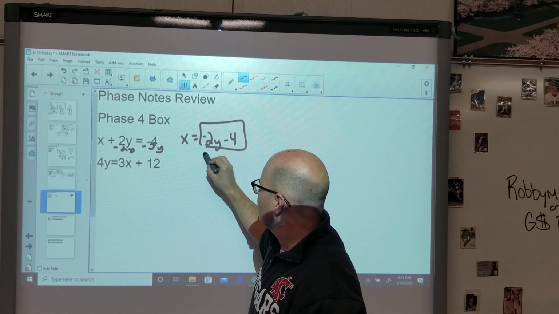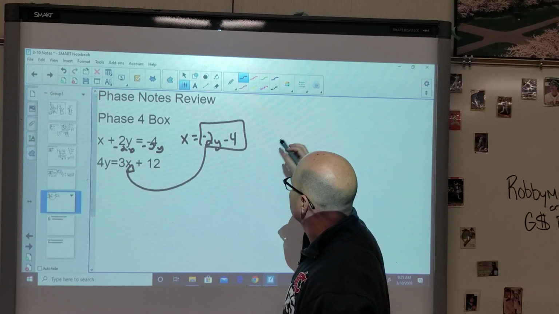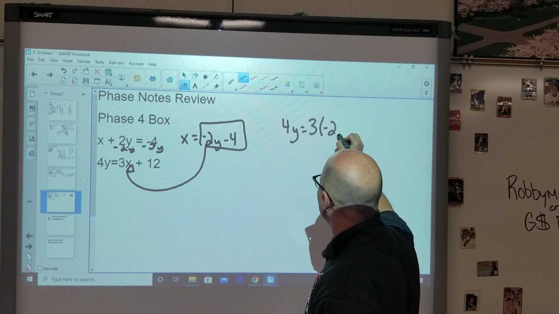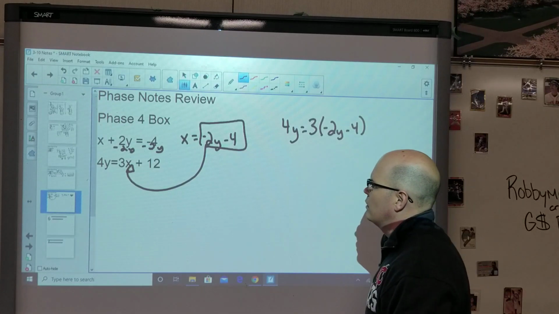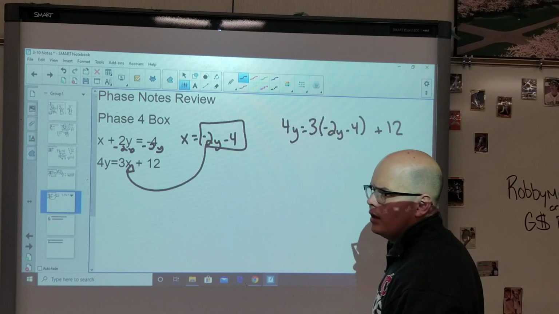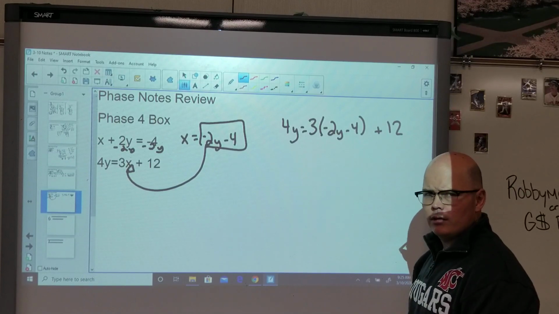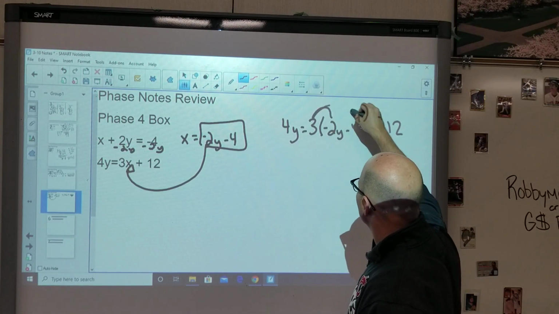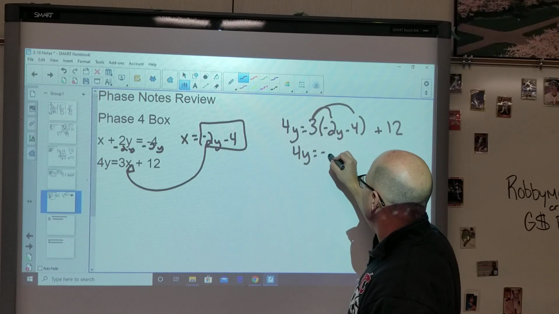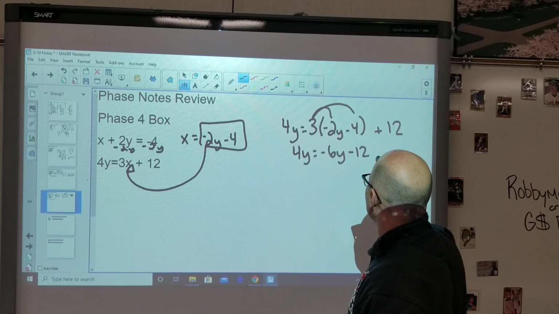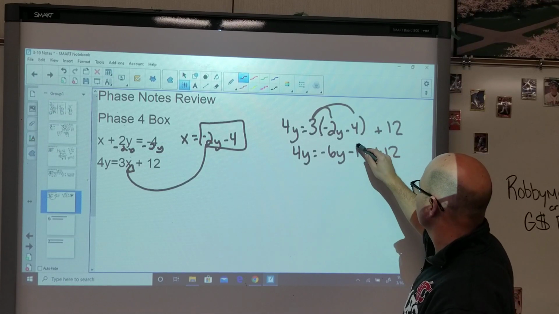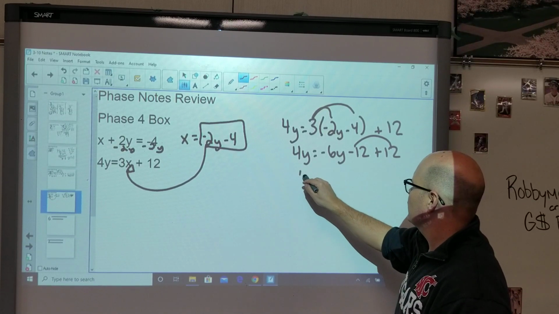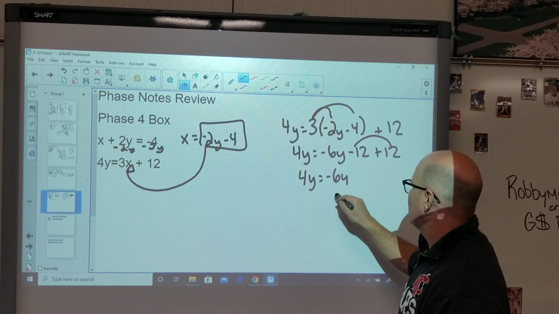Now I can take that and plug it in to that x. So I'm going to have 4y is equal to 3 parentheses negative 2y minus 4 parentheses plus 12. And now it's no different than what I've been doing. I'm going to distribute. I'm going to combine my like terms. I'm going to isolate my variable, and then I'm going to solve. So I'm going to distribute in. Now I have 4y is equal to negative 6y minus 12 plus 12. Okay, my like terms are right here. Negative 12 plus 12 is 0, so I'm going to leave it as 4y equals negative 6y.